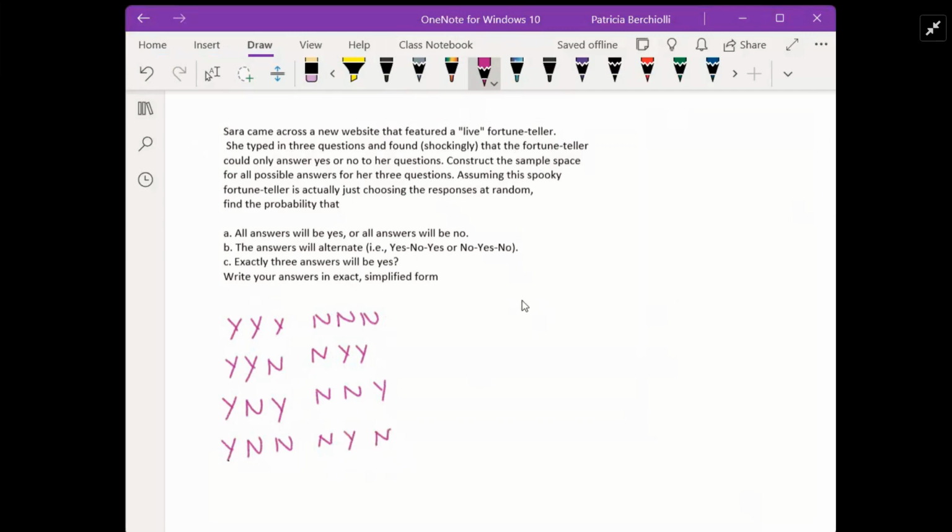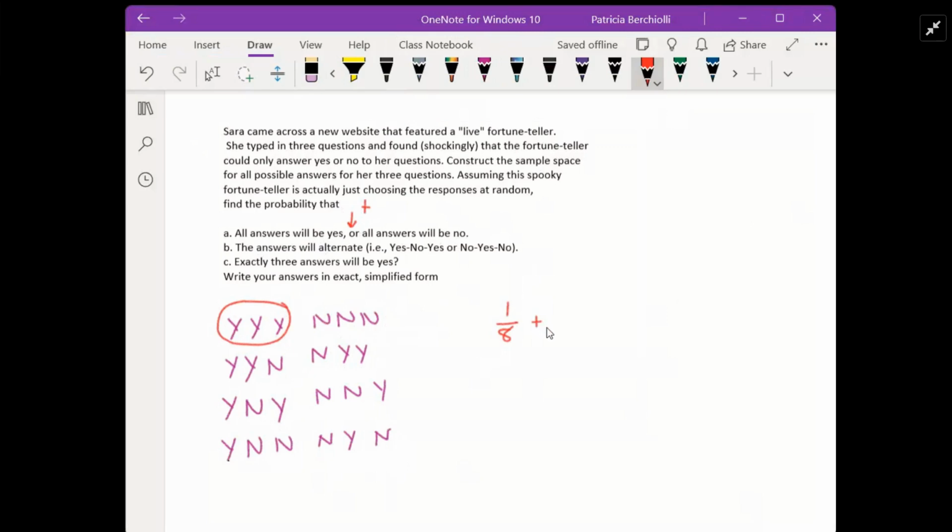So your sample space consists of all of the possible outcomes. So here's our sample space. There's no other combinations of yes and no. So now the first part is all answers will be yes, or all answers will be no. The keyword or means to add. So we're going to take the probability that all answers are yes. So here's the one that's all yeses. So that's one outcome out of all 8 possible outcomes.